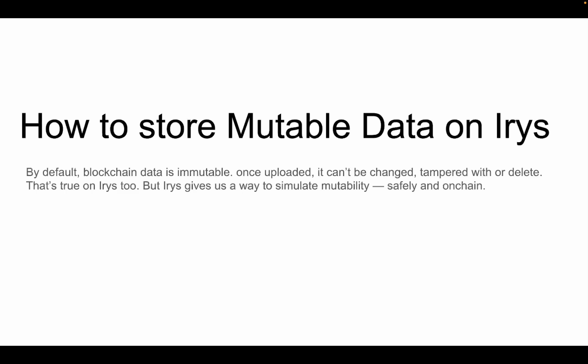Today, we'll just continue from where we stopped from the last video, and we'll talk about how to store mutable data on Irys. By default, blockchain data is immutable. Once uploaded, it can't be changed, tampered with, or deleted. That's true on Irys too. But Irys gives us a way to simulate mutability safely and on-chain.